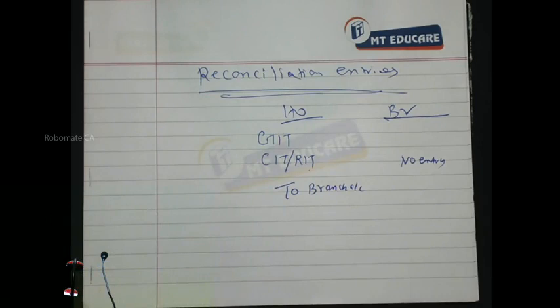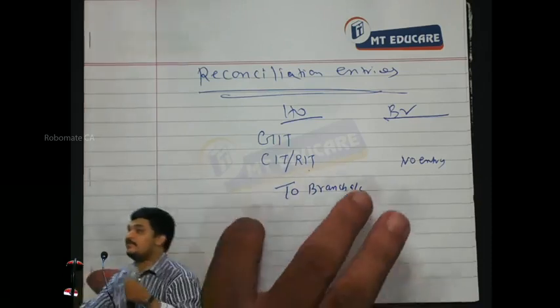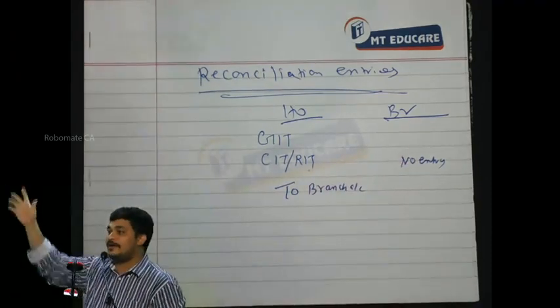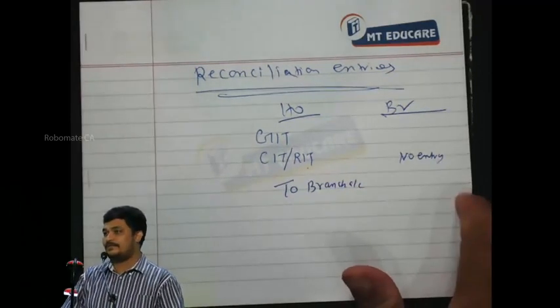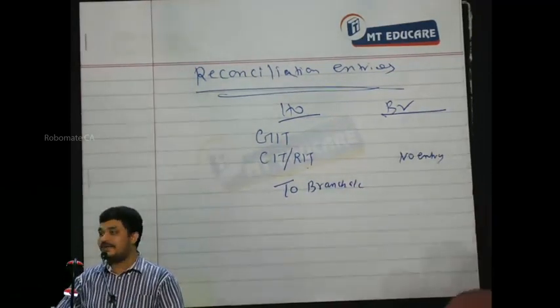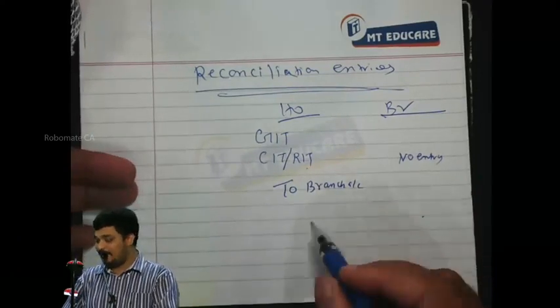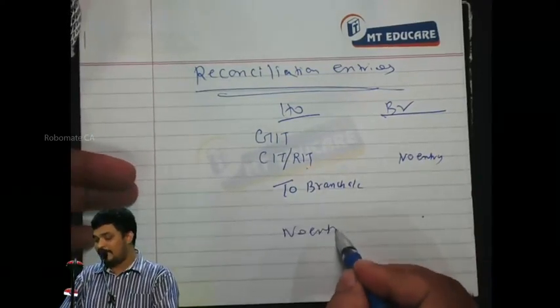Okay. The reconciliation can be made only in head office, sir? No. It can be made in head office or in branch. But one place. Either in head office or in branch. So if reconciliation is made in the books of head office, no entry in the books of branch. Understood? But if entry is made in the books of branch, then no entry in the books of head office.